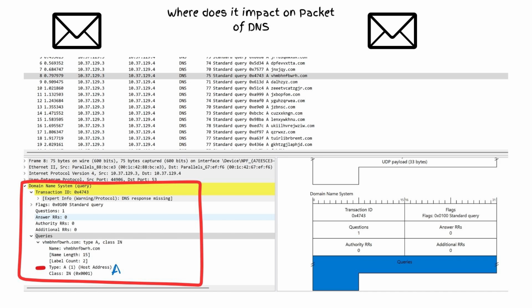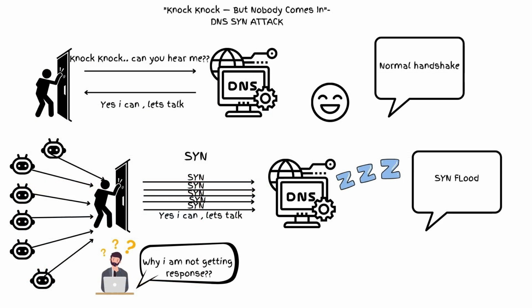Next is the DNS SYN attack. Now, this actually doesn't directly impact the DNS packet, but impacts the TCP packets. A normal scenario is a three-way handshake: SYN, SYN-ACK, and then ACK. This is an attack carried out by botnets. A botnet is a network wherein a lot of systems have been compromised, and after that, they have been used to create a SYN flood attack or any distributed denial of service attack.